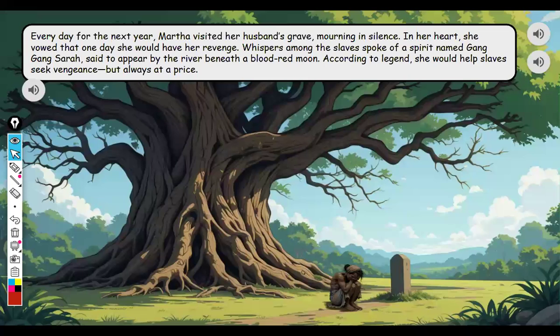Whispers among the slaves spoke of a spirit named Gangang Sarah, said to appear by the river beneath a blood-red moon. According to legend, she would help slaves seek vengeance, but always at a price.